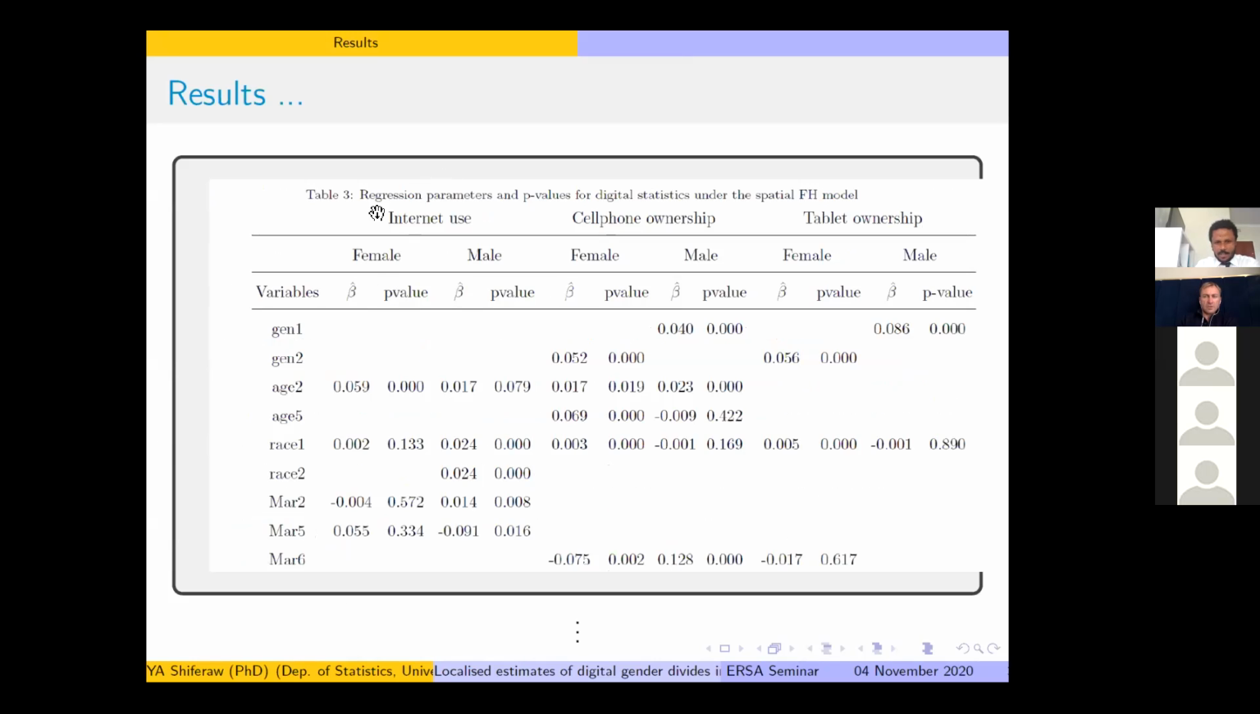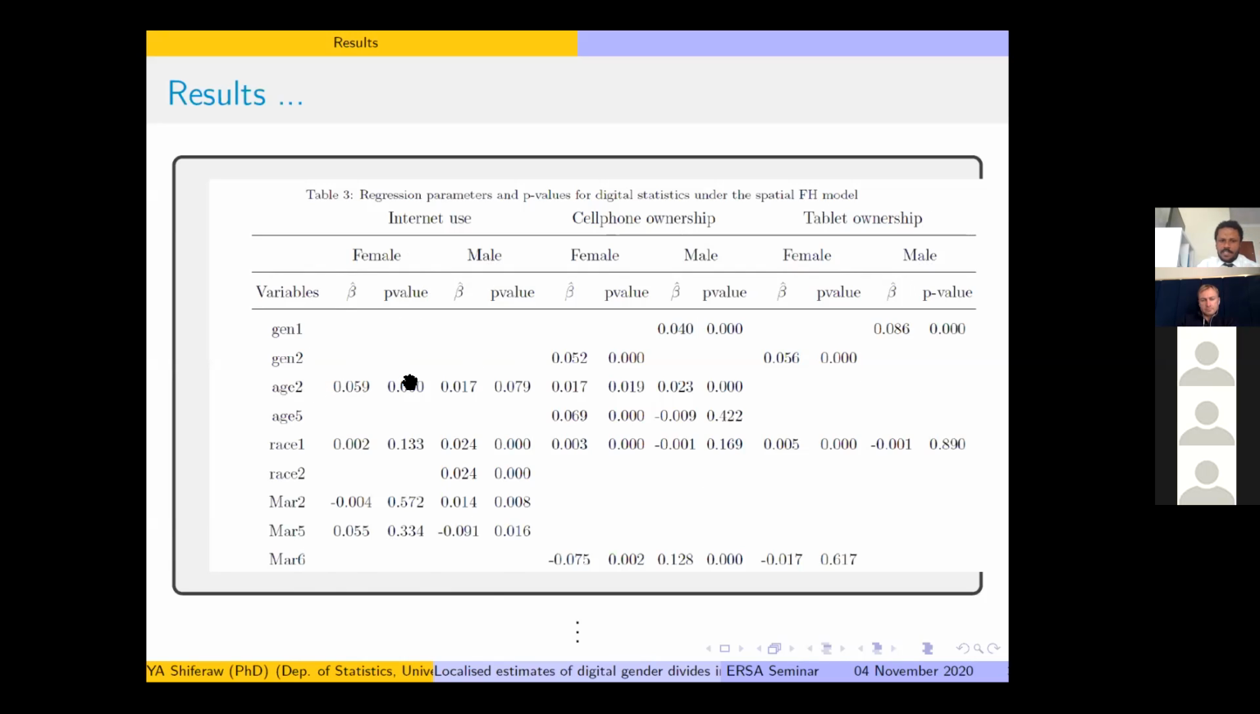Yes. So these are the female internet users, male internet users, female cell phone owners, male cell phone owners, and female tablet owners, and male. So these are the estimates of the coefficients and the p-values. It's all there. So for example, age category 2. Age category 2 is the age group from 15 to 24.